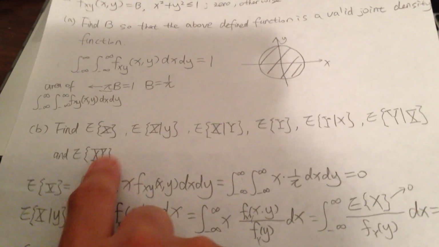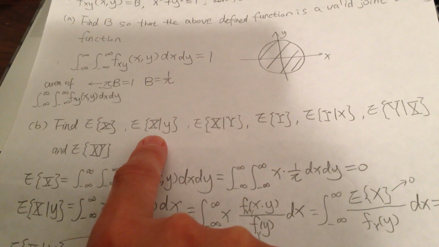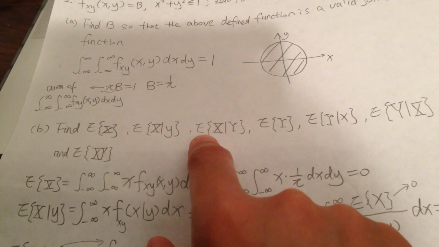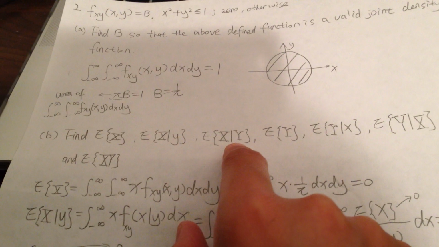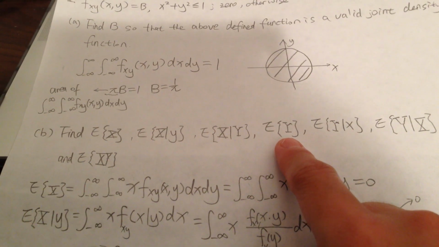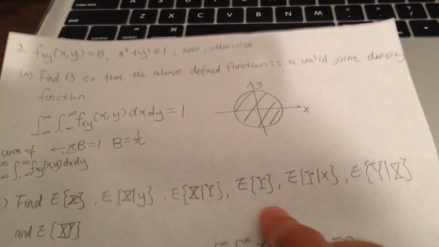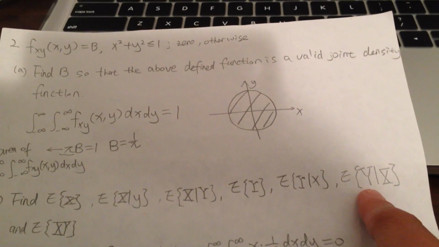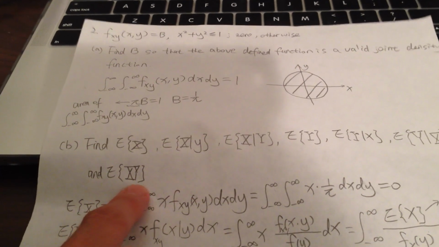For part B, we need to find the expectation of capital X, the expectation of capital X given capital Y, as well as the expectation of capital Y, the expectation of capital Y given capital X, and also the expectation of XY.